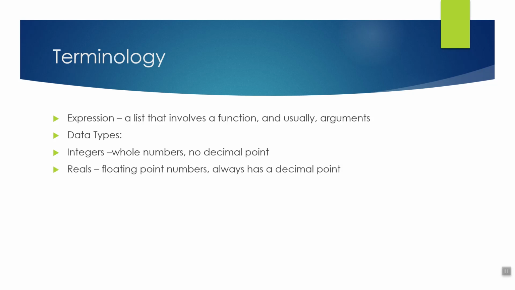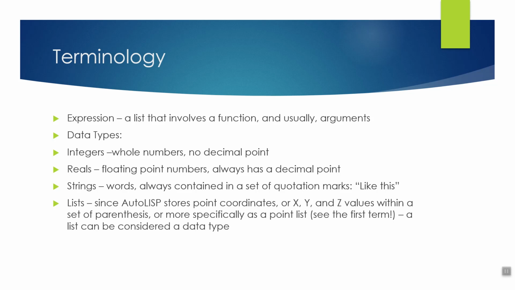Real numbers are floating point numbers. They always have a decimal point. So 3.75, 2.24, whatever it happens to be. Strings are words. When you're talking to somebody, you're going to put it in quotation marks. Strings are always enclosed in a set of quotation marks.